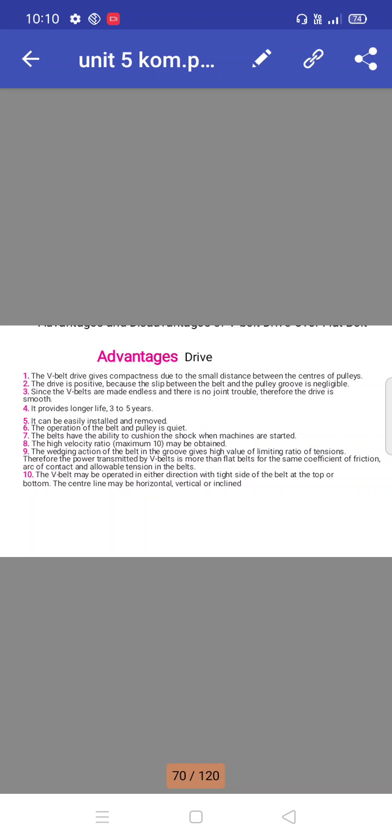The wedging action of the belt in the groove gives a high value of limiting ratio of tensions. Therefore, the power transmitted by a V-belt is more than by flat belts for the same coefficient of friction. Arc of contact and allowable tension in the belts. The V-belt may be operated in either direction, with the tight side of the belt at the top or bottom. The center line may be horizontal, vertical, or inclined.